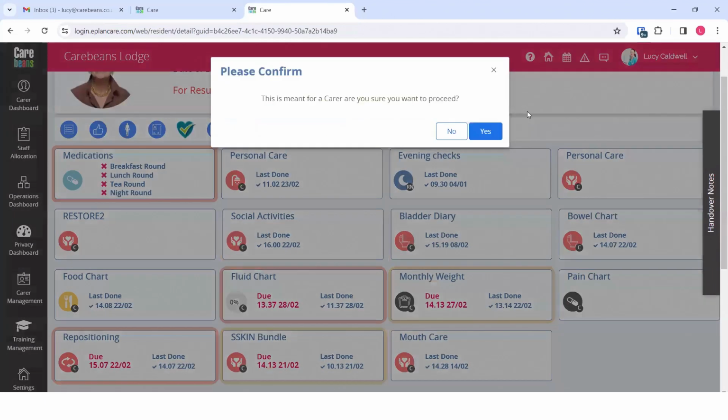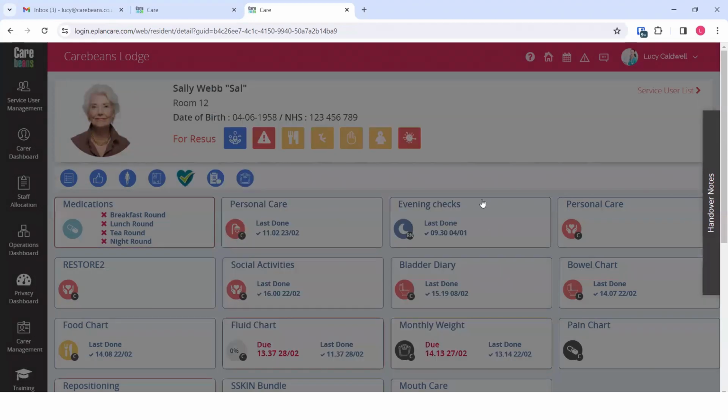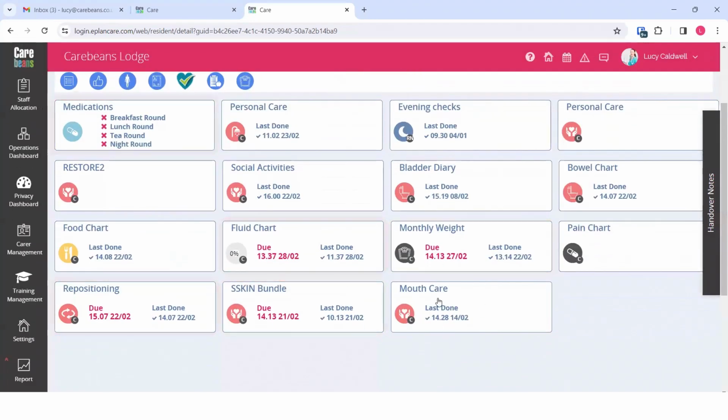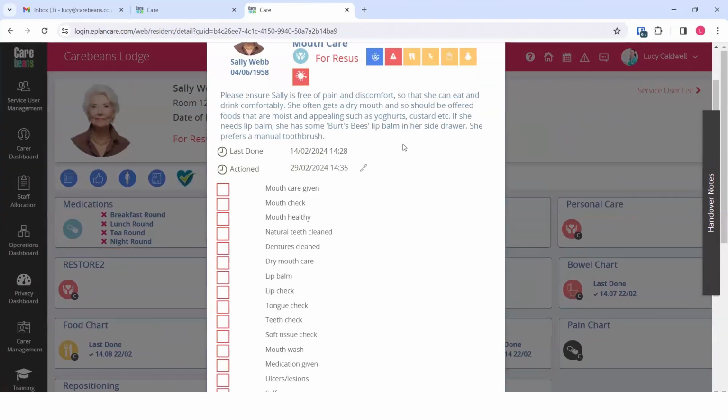I've done the same in the fluid chart. I've put in that her fluids are to be thickened. This is what we'd like her to drink, about 2 litres a day. This is what she likes drinks-wise. She's on thickened fluids, and we could put instructions of how to thicken those fluids in there as well if we wanted to. Okay, mouth care chart. Let's have a quick look at that. I've put some details about what sort of mouth care she needs. You could put in here that she often pockets food in her cheeks.